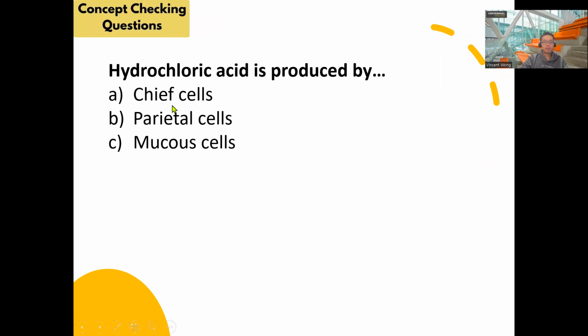So just a very simple one here. Hydrochloric acid is produced by which type of cell?